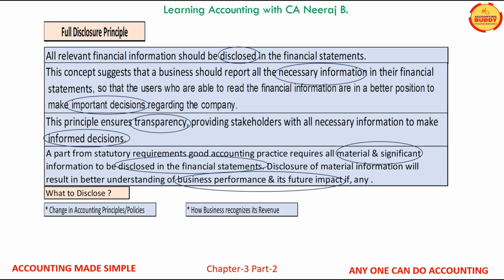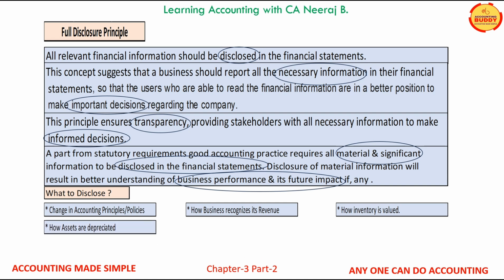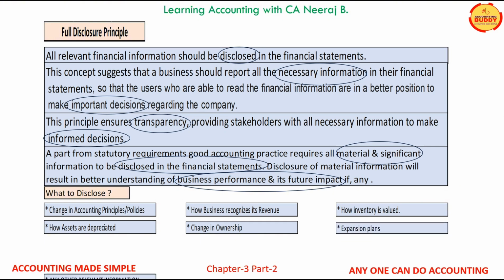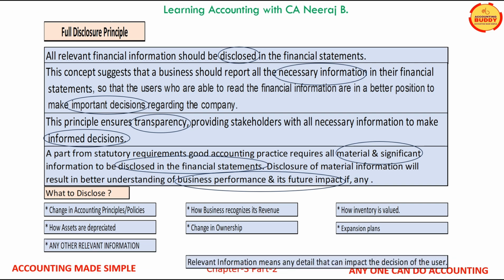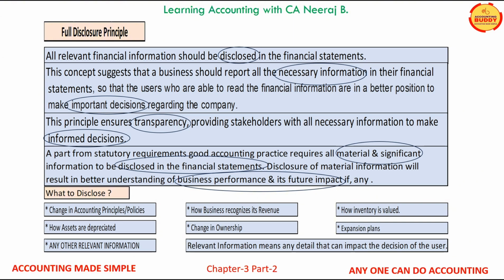Another example could be how the business is recognizing its revenue. Next is how inventory is valued, or how the assets are depreciated, or if there is any change in the ownership, or what are the plans for the expansion of the business, or any other relevant information. Any information that can impact the decision of the user is relevant information.